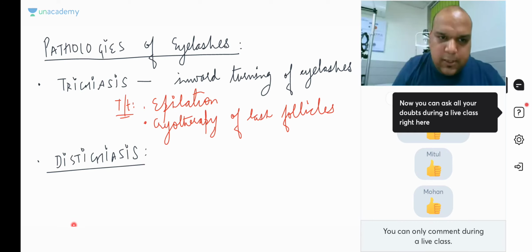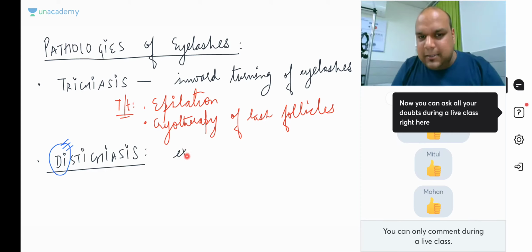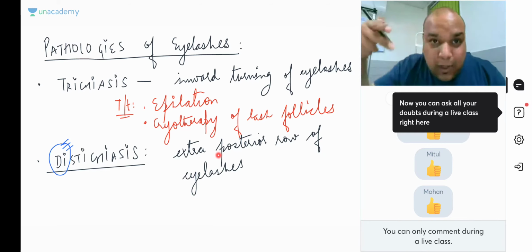Dystichiasis. Now to understand this, just focus on these two words, DI, dystichiasis. What are they telling you? Di means something which is double. So in this case, there is an extra posterior row of eyelashes. So instead of eyelashes being present in one line, there are two lines or two rows of eyelashes.